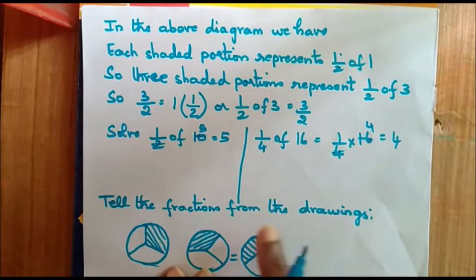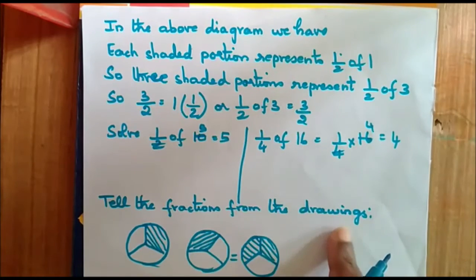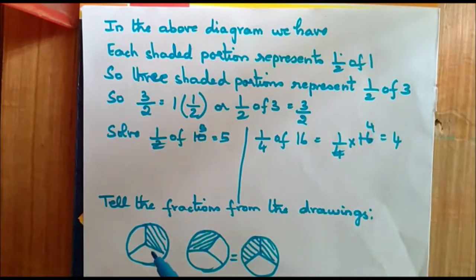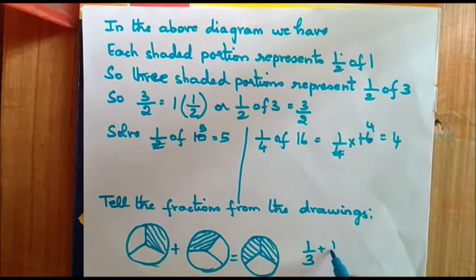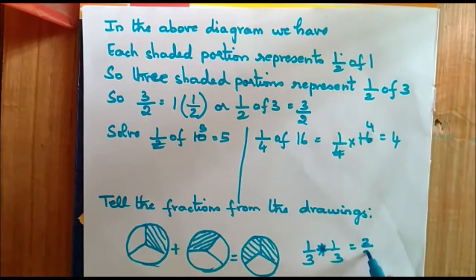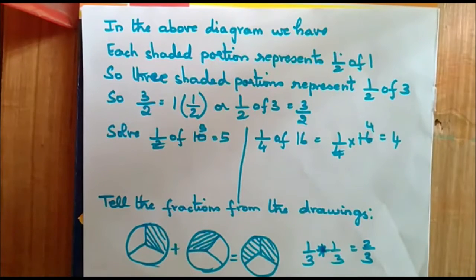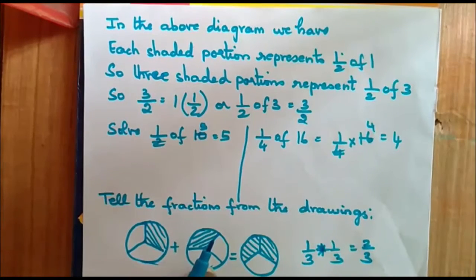Now from the following drawings, you have to tell the fractions. Now there are three divisions of the circle and one is shaded. So how will we write it? 1 by 3. Okay, so what is 1 by 3 plus 1 by 3? Tell me. It is 2 by 3. I hope you are able to get it. 1 by 3 plus 1 by 3 is 2 by 3.